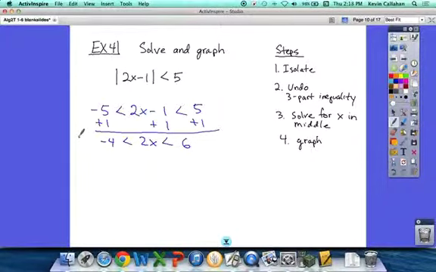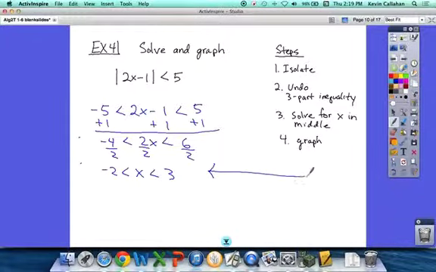Okay, that's still not isolated yet. What do I need to do to isolate x? Divide by 2. Here, here, and here. Okay, now we have -2 is less than x is less than 3. So x is in between -2 on the left and 3 on the right.